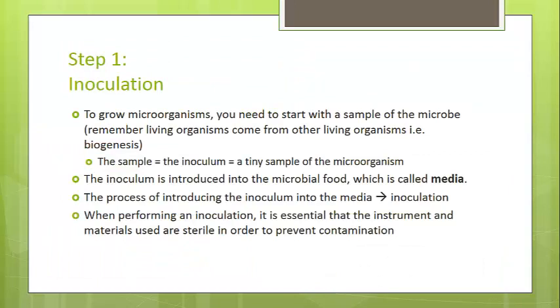So let's start with the first I. Step 1 is inoculation. And so in order to grow organisms, we need to first start with some type of sample of the microbe. Remember, biogenesis from our previous lecture means that living organisms come from other living organisms. So the only way we're going to get more microbes is if we start with some microbes to begin with. And so the sample that we start with of the microbe is called the inoculum, and it is a tiny sample of the microorganism. These guys are tiny, so you just need a little bit to get going.